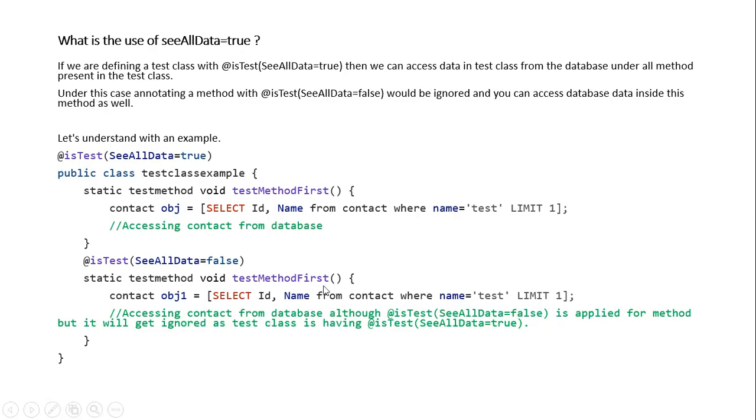I think everyone understands this. So even though we add false for a method, since it's true at the class level, it is considered as true. Yes, madam. That is correct. Thank you.